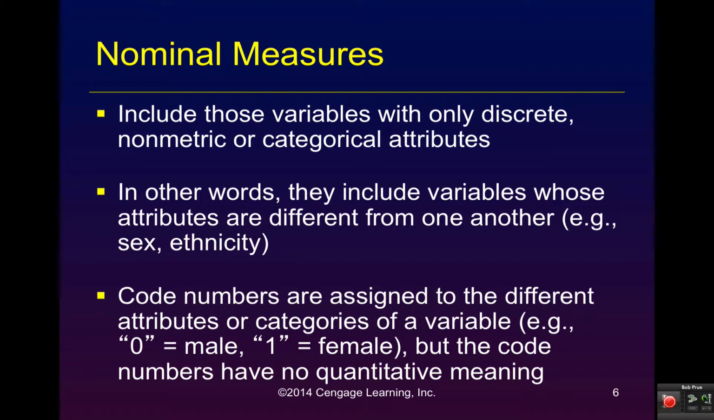The important thing is that a nominal measure should only include attributes that are mutually exclusive. While you cannot be a male and a female at the same time, one can be a male and a man at the same time, or a male and a boy at the same time. Depending on how you categorize gender, a male could also be a woman. That's getting a little too complicated.